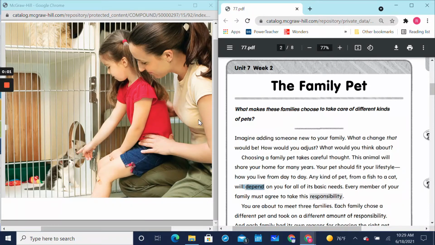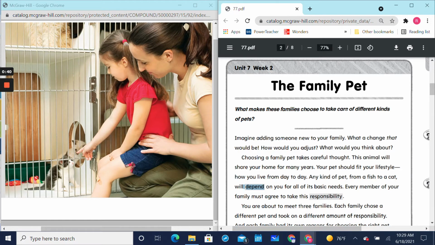Hey friends, in this video we are going to be practicing making, confirming, and revising our predictions. And so we are going to be listening to an informational text, and an informational text is a story that has true information or facts about a specific topic. And this informational text is called The Family Pet. And so we're going to be reading about what makes these families choose to take care of different kinds of pets.